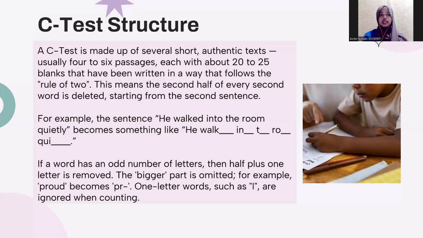And then there is an exception in the C-test structure. If a word has an odd number of letters, then half plus one letter is removed. The bigger part is omitted. For example, the word proud becomes only PR, and then one-letter words like I are ignored when counting.